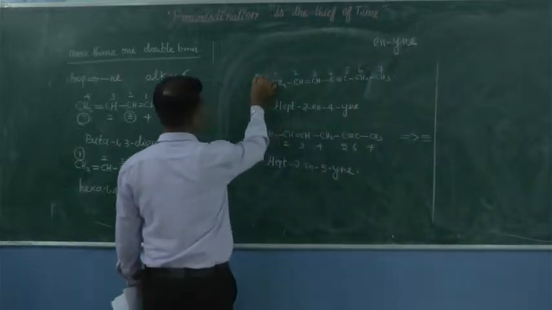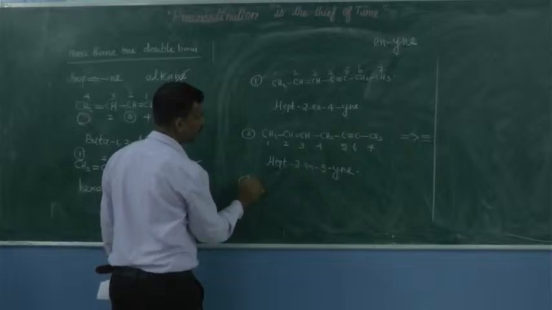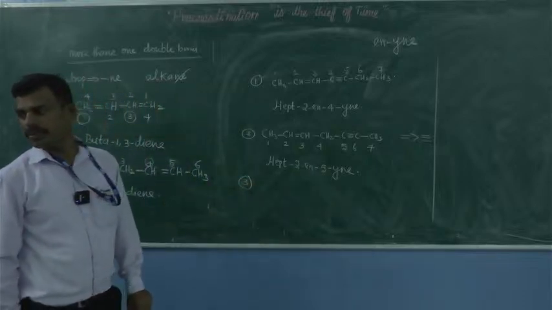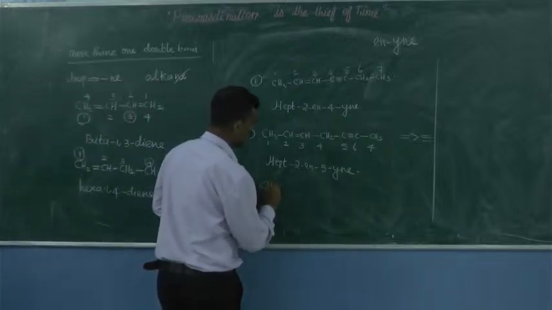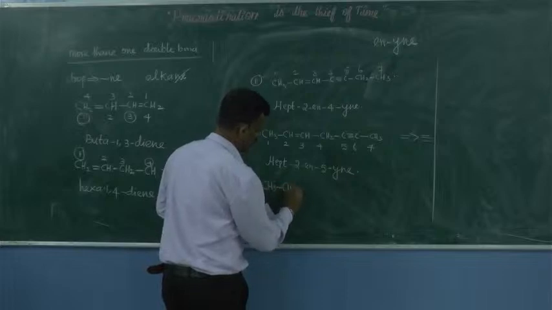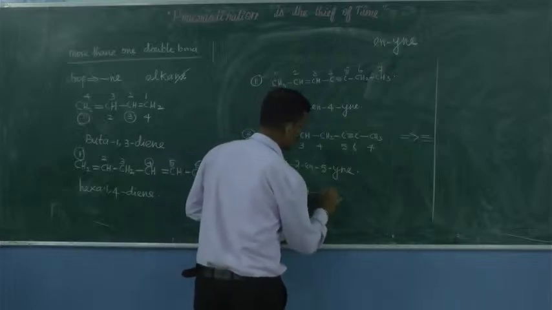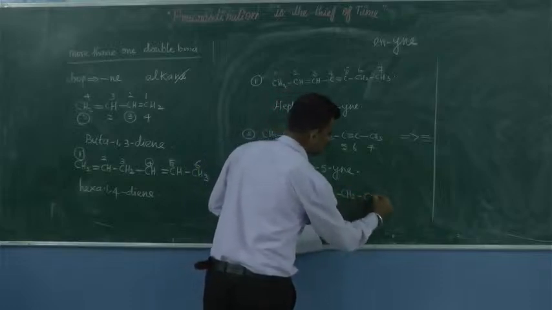Okay, that's the first example. Second example. Third example. Suppose you have this example, that is CH3, CH. Now in this case, CH2, CH2, C triple bond H.